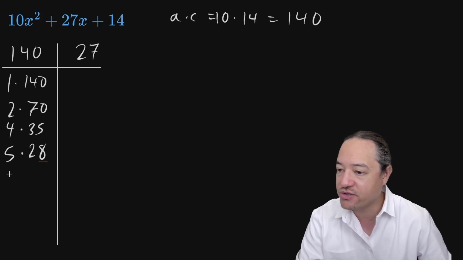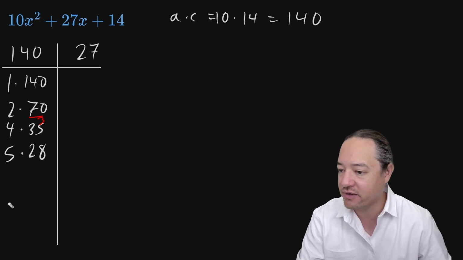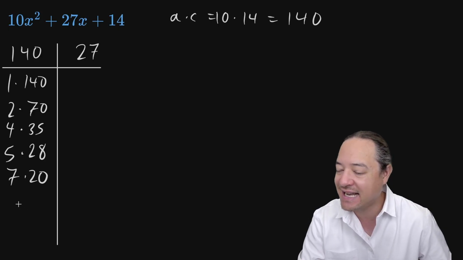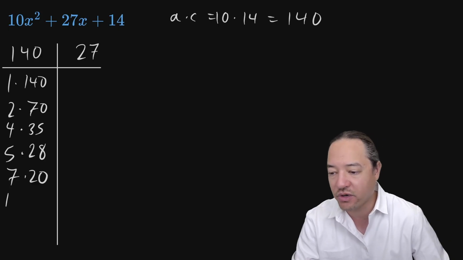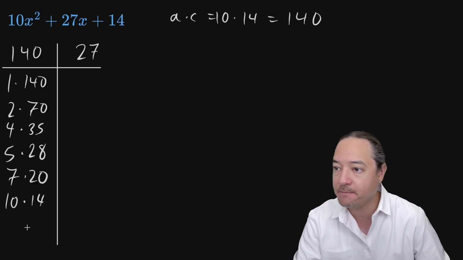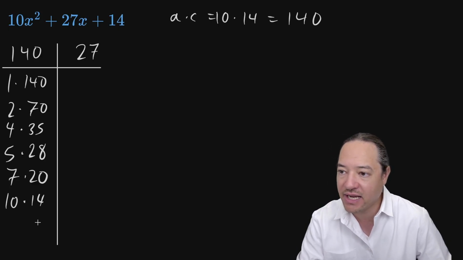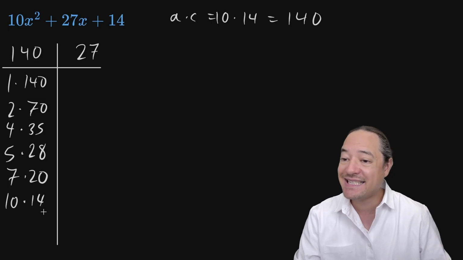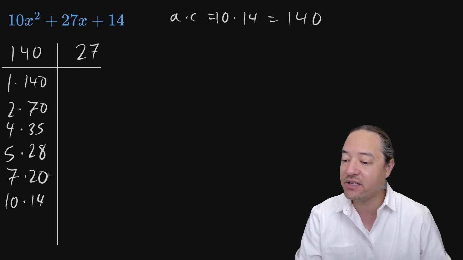6 I don't think is going to work here because you would have to divide this then by 3, and that's not going to give us an integer. 7 I think works, right? 7 times 20, and 8 I don't think works. 9 I don't think works, but 10 works for sure. 10 times 14. 11 I don't think so, and 12 I also don't think that's going to work. So that's it, right? This should give us everything back. So let's test out the combinations here that give us 27. Well, yeah, that's pretty easy. It's going to be this one right there.